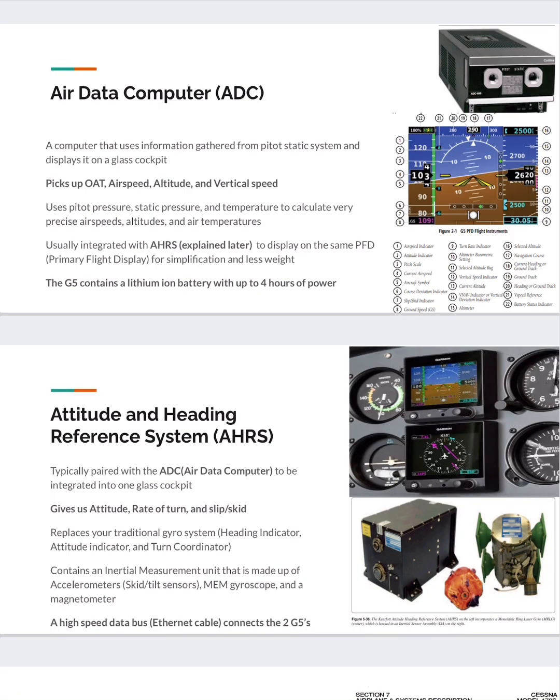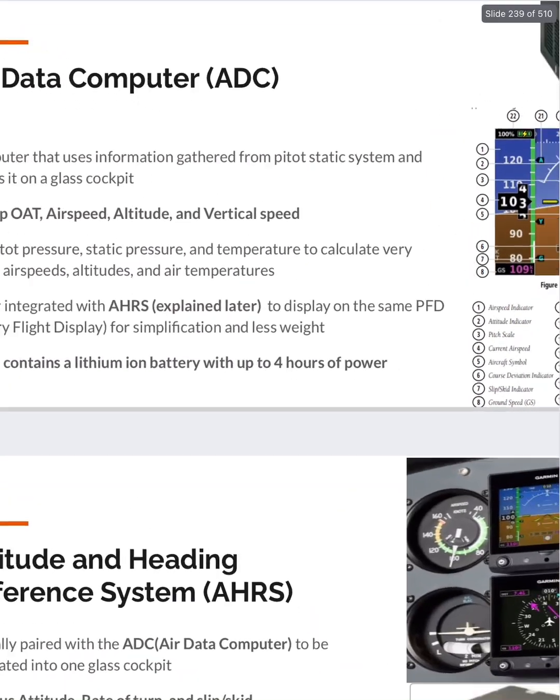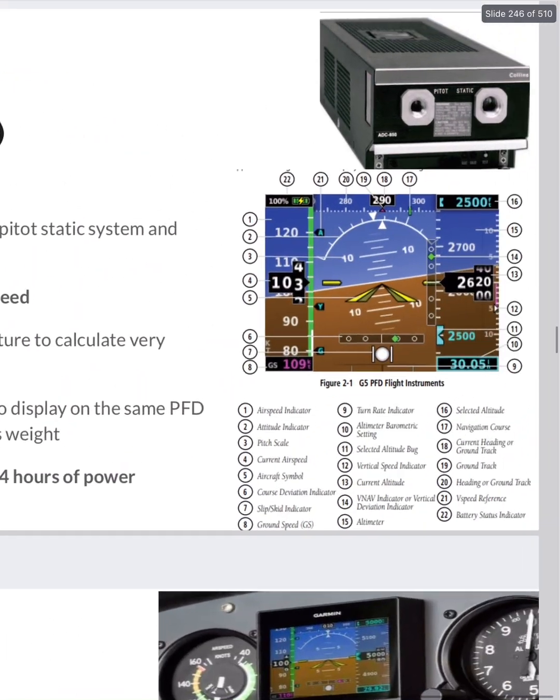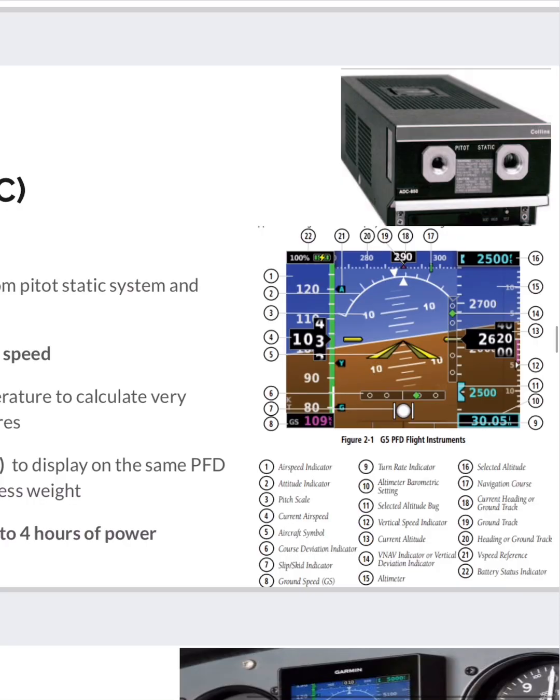So how do we actually get the information from our gyroscopic system and our Pitot-Static system onto one primary flight display? Well, the Garmin G5 utilizes two sources. We have the air data computer, which is going to be up here, one in the top right, which has an actual pitot inlet and a static inlet. So it's actually connected to the Pitot-Static system. Whatever the Pitot-Static system senses, this air data computer senses.